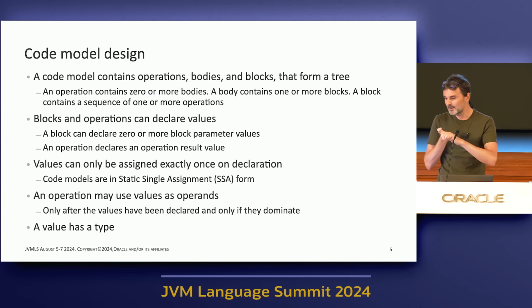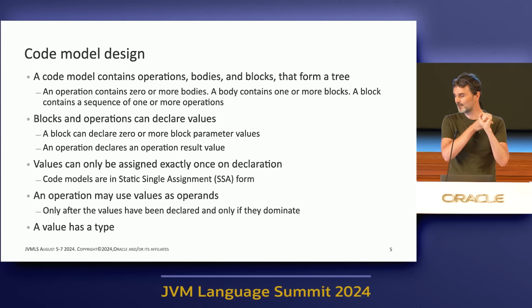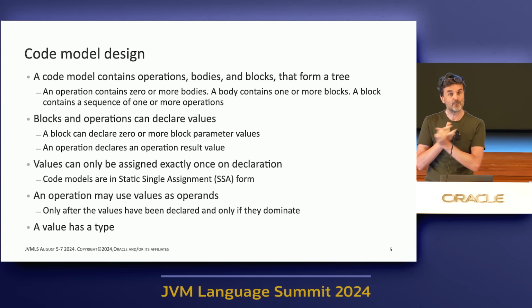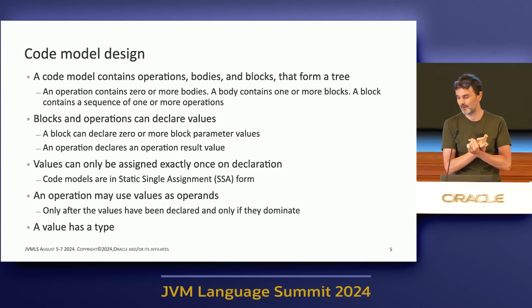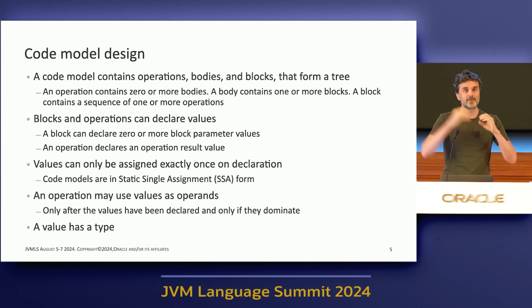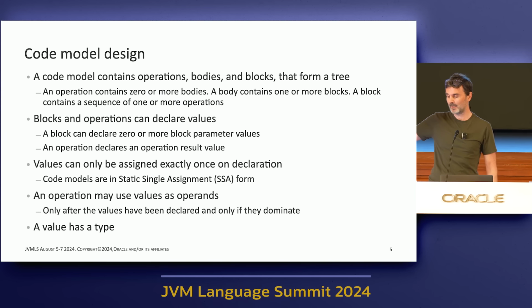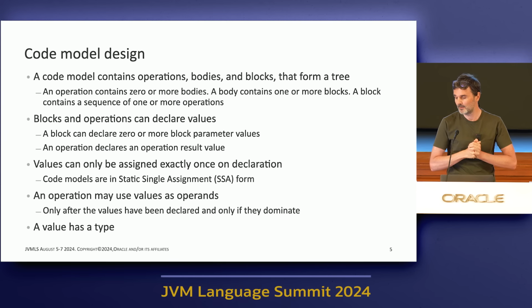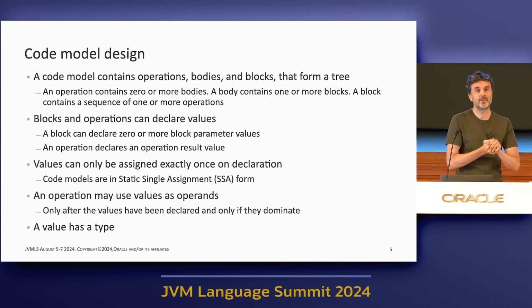It's a tree structure, so an operation contains 0 or more bodies, a body contains 1 or more blocks, and a block contains a sequence of one or more operations. That's the tree structure in essence. And blocks and operations can declare values. A block can declare 0 or more block parameter values, and an operation can declare an operation result.